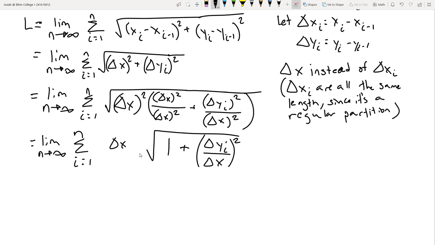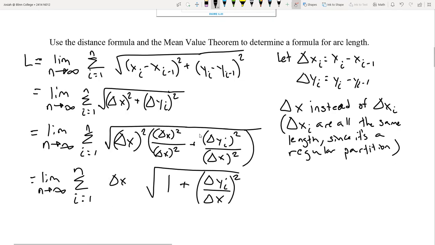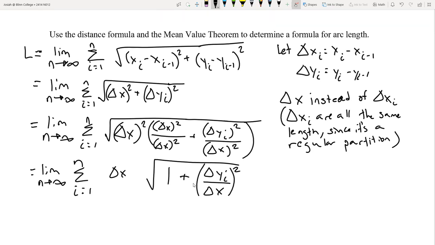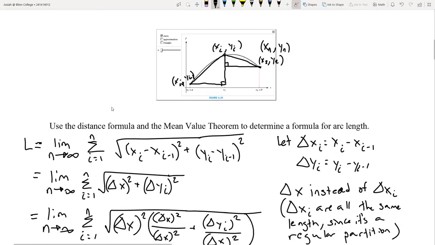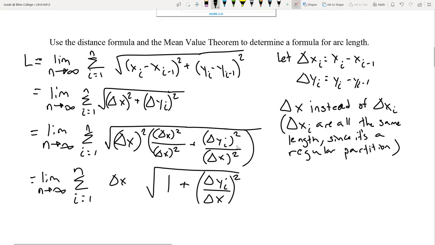So next, we want to figure out, we can tell, again, that this should be some sort of, maybe a slope or something like that. Right, so this is where the mean value theorem comes in. So the mean value theorem says, if we are continuous on a closed interval, which we had to be as part of our prerequisites here, if we are continuous on a closed interval, and we are differentiable, right? So we have that continuous first derivative. Then there has to be some point, remember, where f of b minus f of a over b minus a is equal to f prime of c.